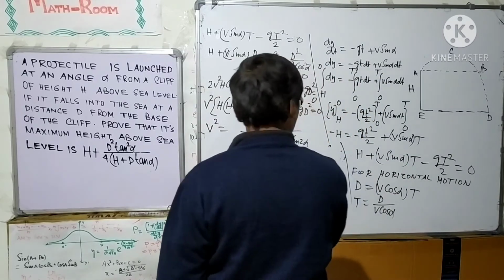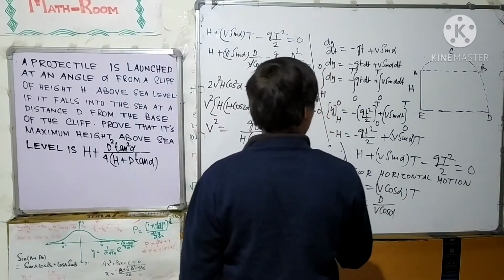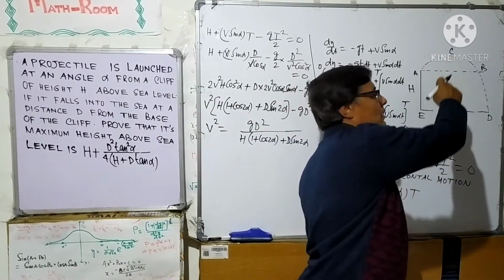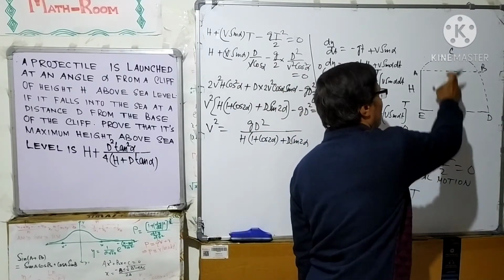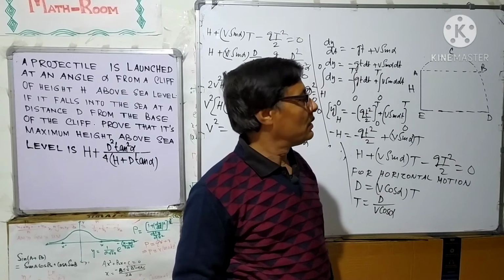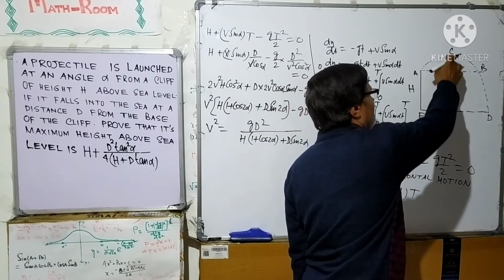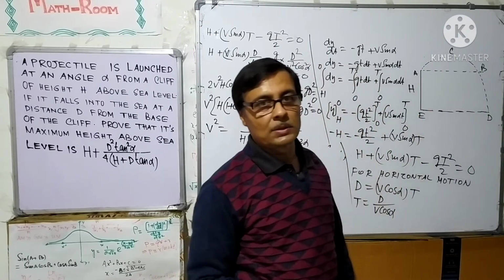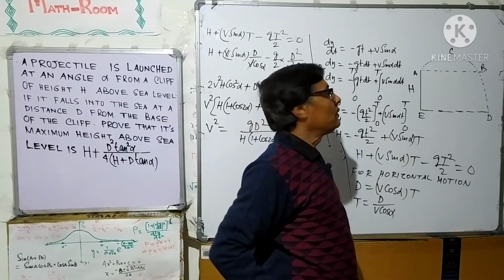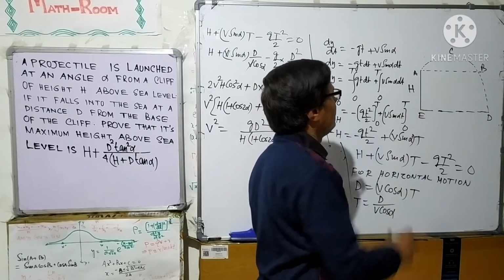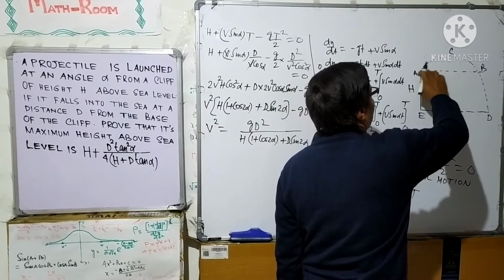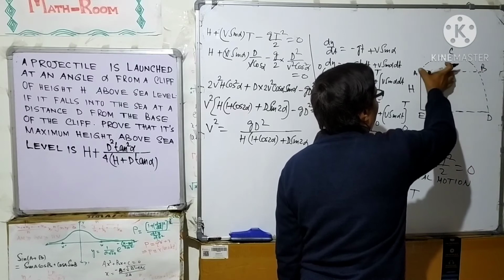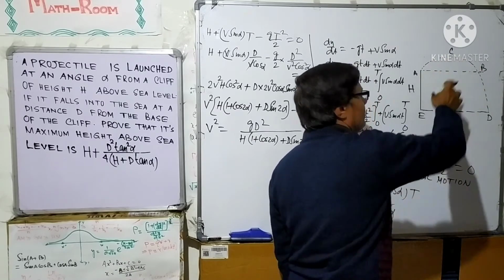Now we have to find out the maximum height of the projectile from the sea level, that is level ED. We can calculate this maximum height if we derive the height of the projectile along the path ACB.